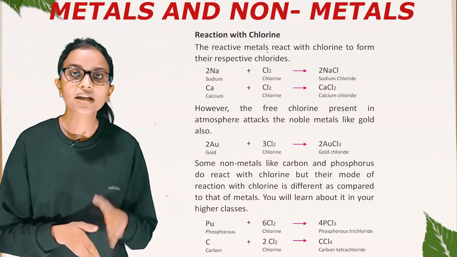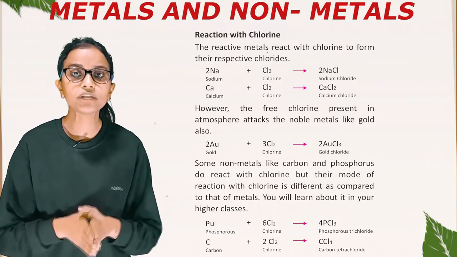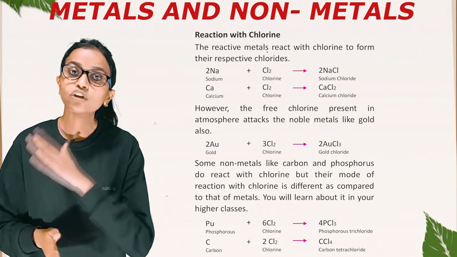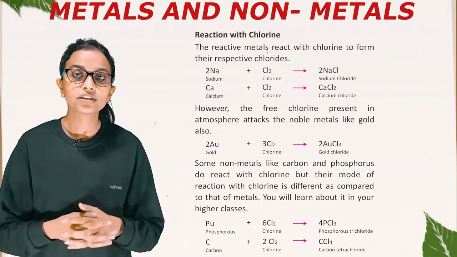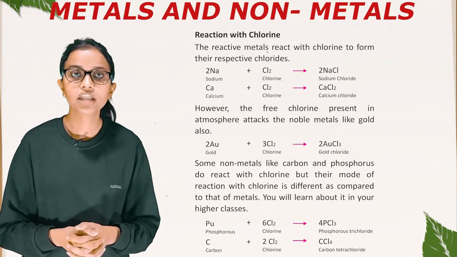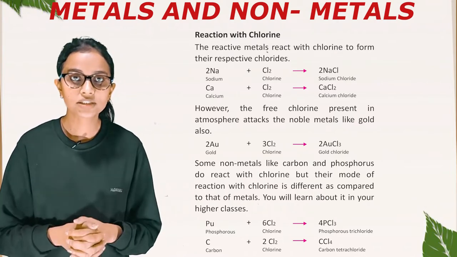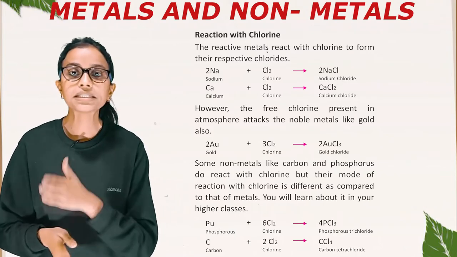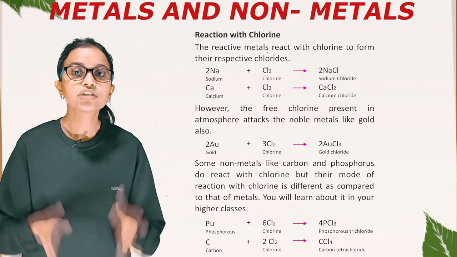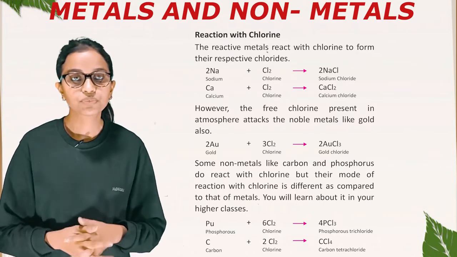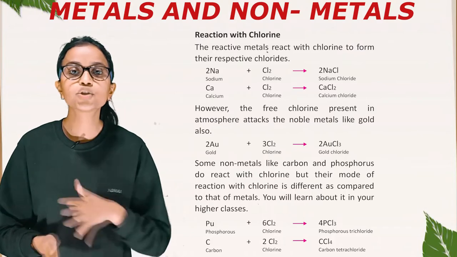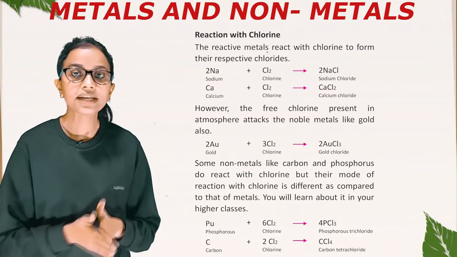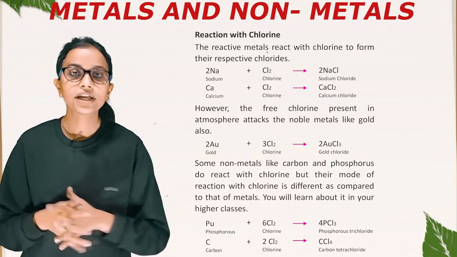Some non-metals like carbon and phosphorus do react with chlorine, but their mode of reaction with chlorine is different as compared to that of metals. You will learn about it in your higher classes. Now, P (phosphorus) plus 6Cl2 (chlorine) gives 4PCl3, that is phosphorus trichloride. C (carbon) plus 2Cl2, that is chlorine, gives CCl4, that is carbon tetrachloride.